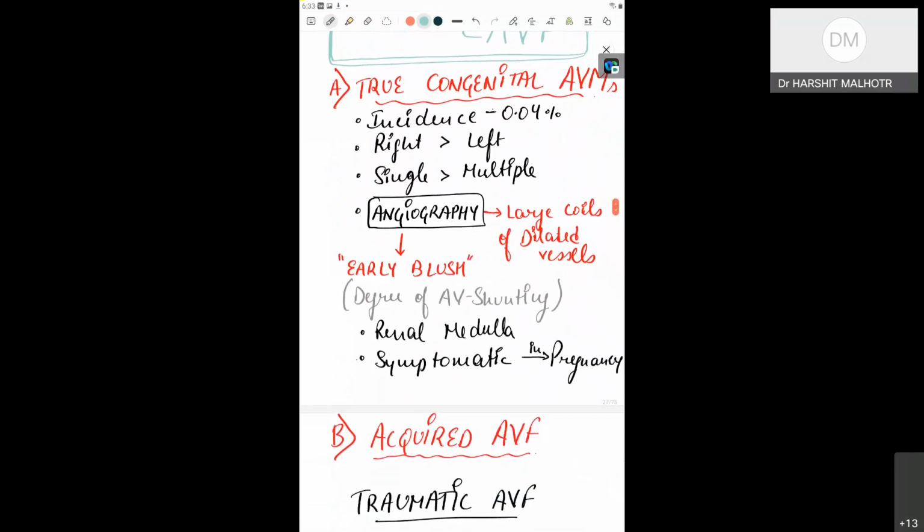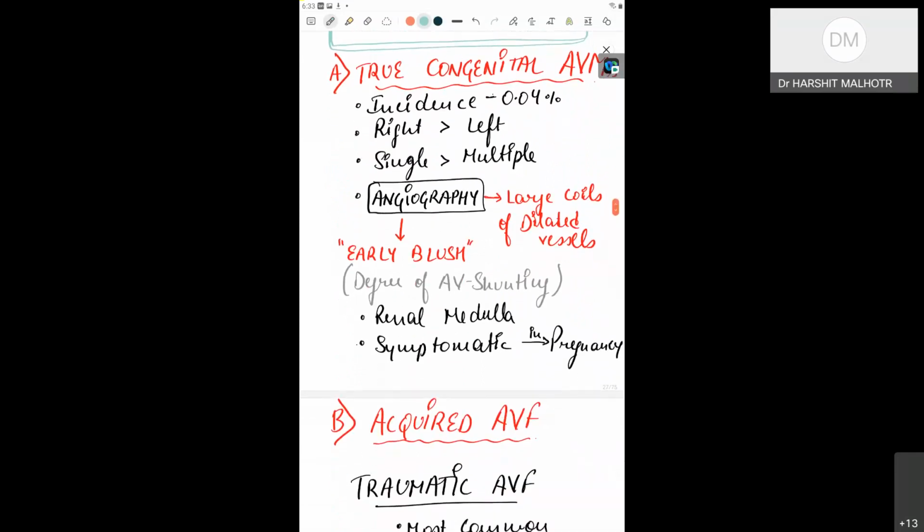It commonly involves the renal medulla, and it is commonly symptomatic only in pregnancies. As I told you, there is hyperdynamic circulation which is there. So all these conditions, all the AV shunting gets symptomatic in case of pregnancy because of the hyperdynamic circulations.